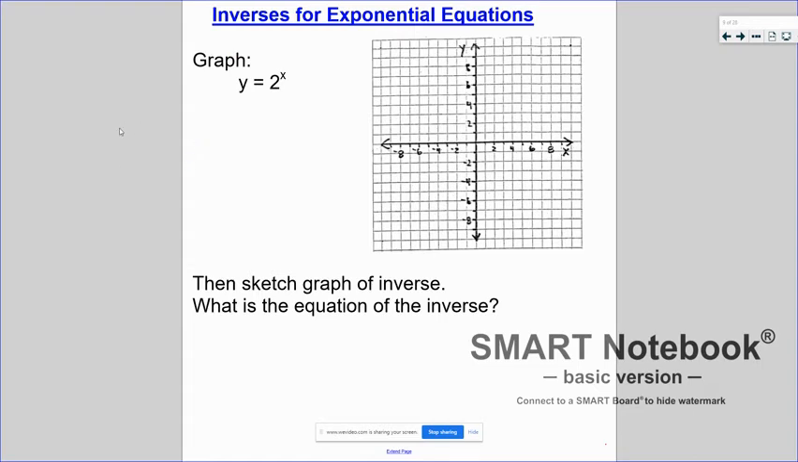So for the y equals 2 to the x, I like to do a little table for that. So I'm going to start with a nice and easy ones. 2 to the first power is going to be 2. 2 to the second power is 4. 2 to the third power is going to be 8.